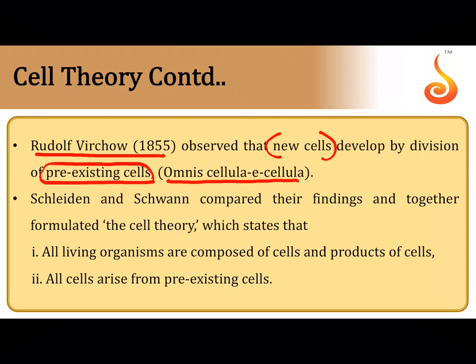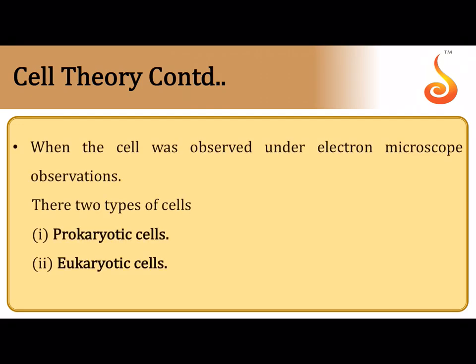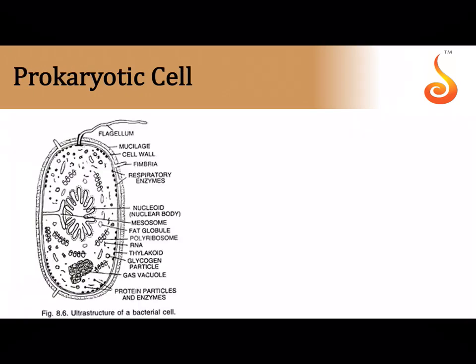Schleiden and Schwann's theory was put together, and it was called the cell theory, according to which all living organisms are composed of cells and products of cells, and all cells arise from pre-existing cells. When the cell was observed under the electron microscope in the 1950s, of course, once the electron microscope came into existence, cells came to be identified as prokaryotic cells and eukaryotic cells.